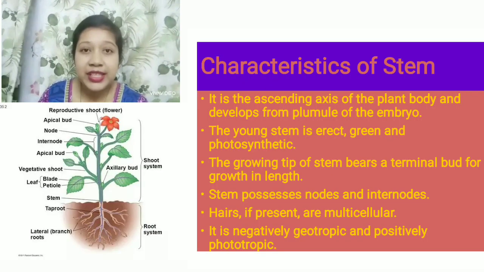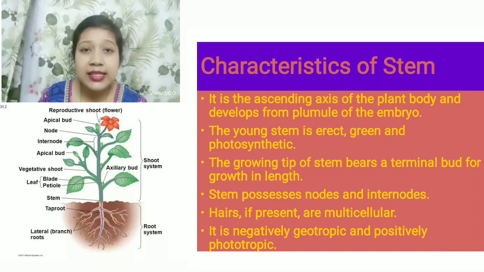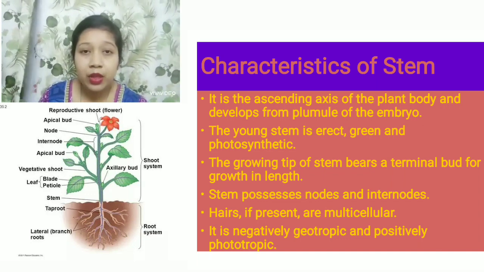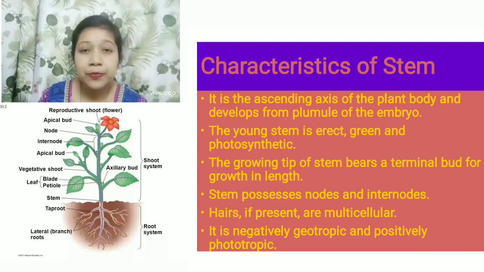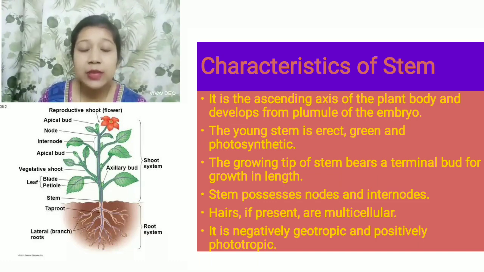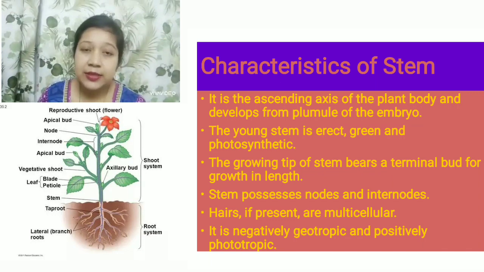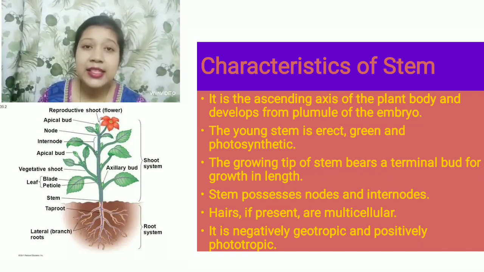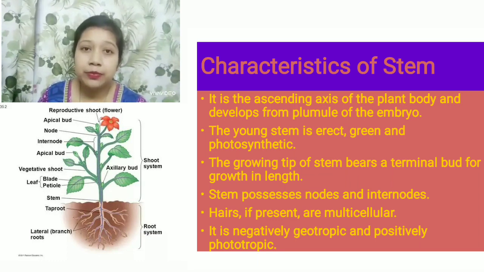Now, the first characteristic of the stem, as I have said, is that it is the ascending portion or the upward portion of the plant body, which is aerial in function. That means it does all the important metabolic activities that a plant does. And this stem axis is born from the plumule of the embryo.